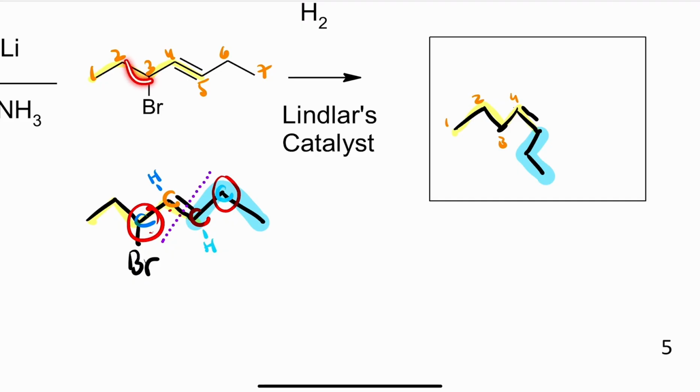Count your carbons, make sure you didn't lose anything in the process. 1, 2, 3, 4, 5, 6, 7. Yeah, so I have everything accounted for. Now these will both have their priority going in the same direction.